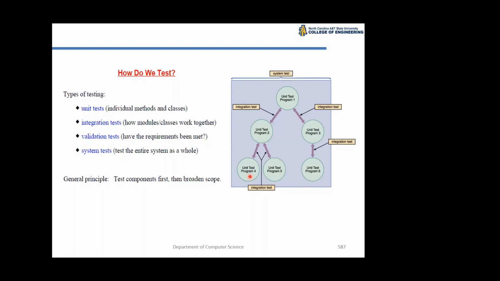And then integration testing puts a few more modules together and tries to see whether they work together or not. Validation testing is whether requirements have been met or not. System testing, as we know, is where you put everything together and try to test the entire system as a whole. So these are the different kinds of testing.